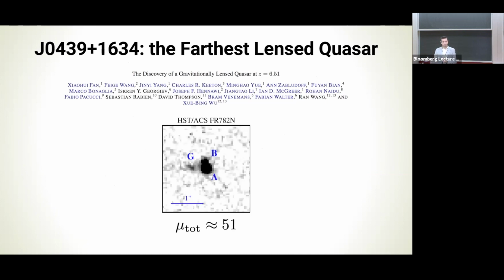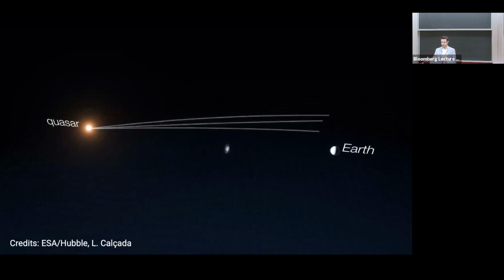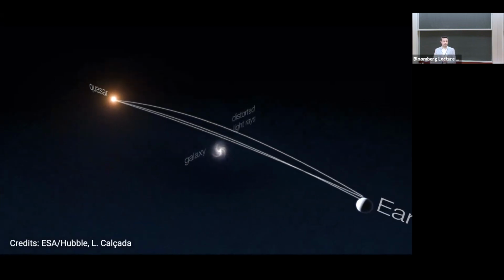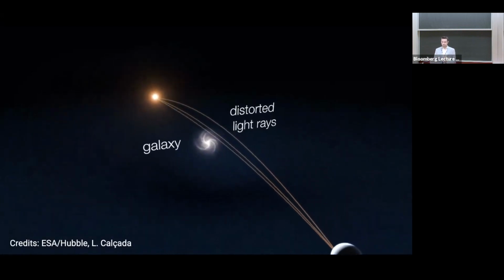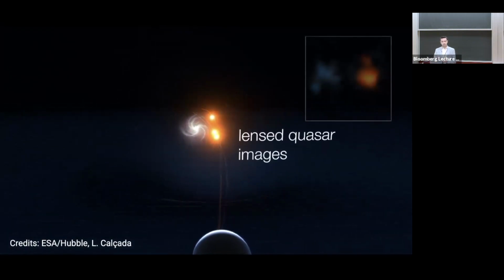So this is a beautiful source, and it's magnified by a very large magnification factor, about 51. This is a quasar that is very far away. It's in the epoch of reionization, and by chance, it has a galaxy located approximately in between us and the quasar itself. So for that reason, we see multiple images of this quasar, and also the brightness of this quasar is very magnified.